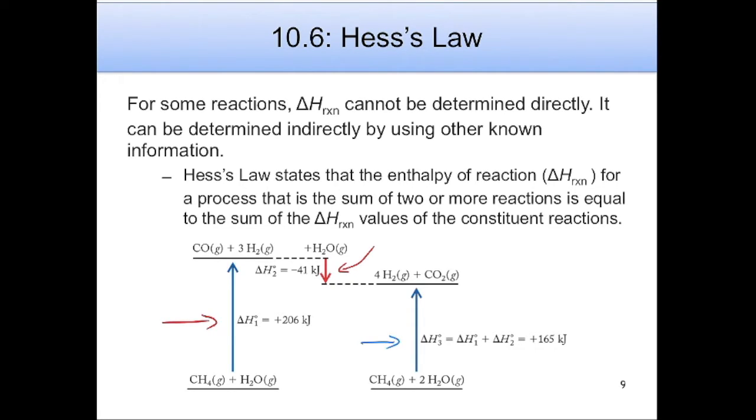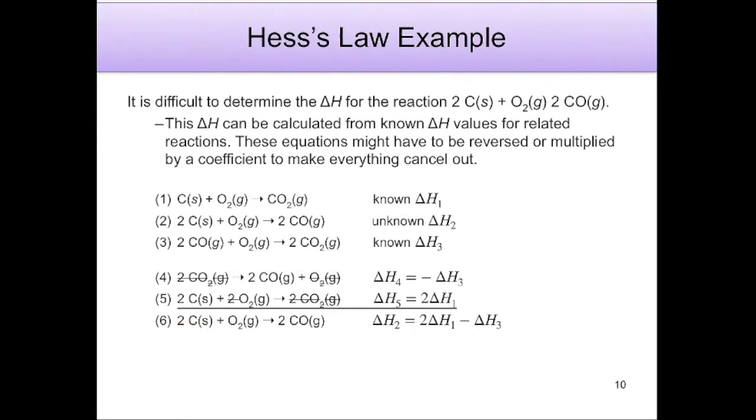So delta H3, which is the one for the reaction we're interested in, is going to be the delta H of reaction 1 plus the delta H of reaction 2. Here's an example where it's difficult to determine the delta H of one of the reactions. Take a look at both reaction 1 and reaction 2. Notice that they have the same reactants, but they have different products. That's why it's difficult to determine the delta H of one of these reactions.